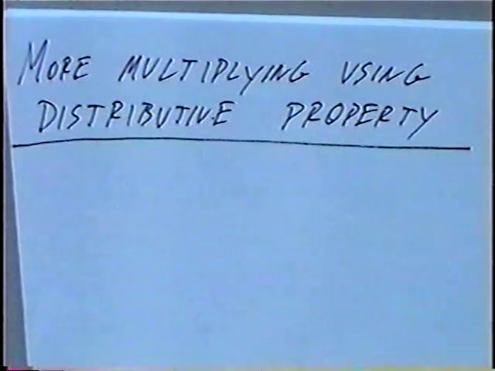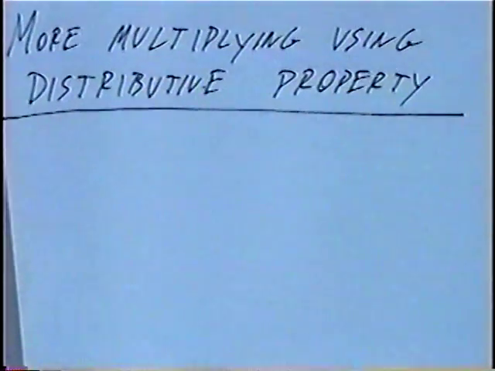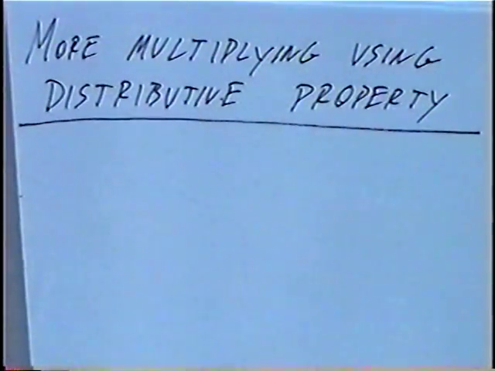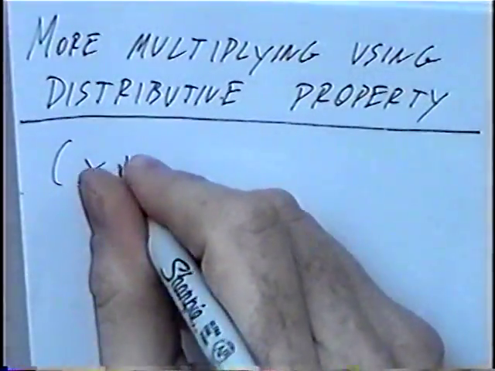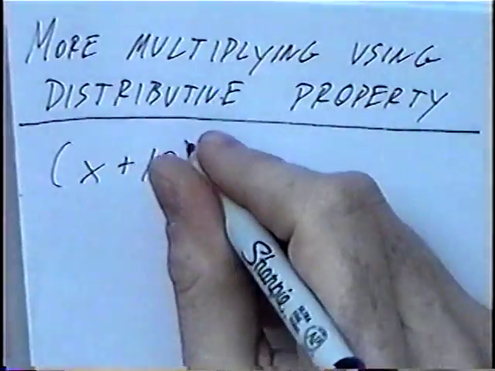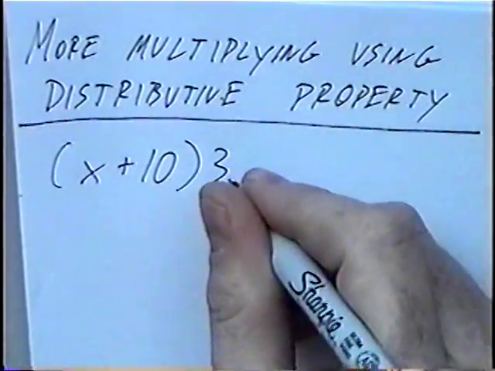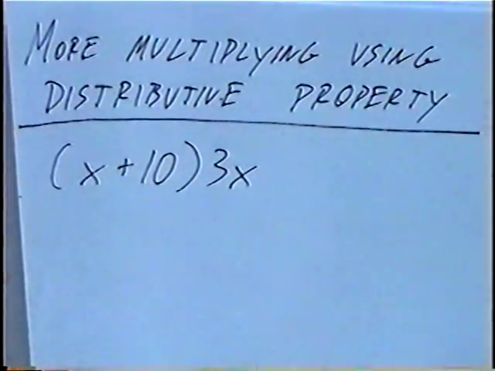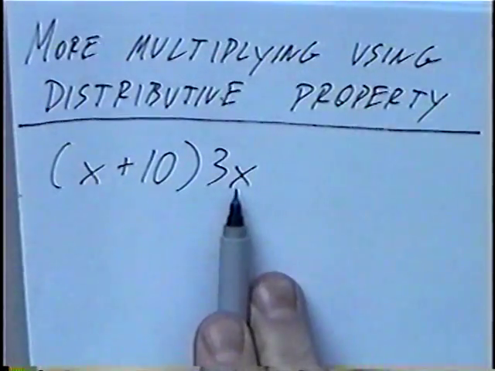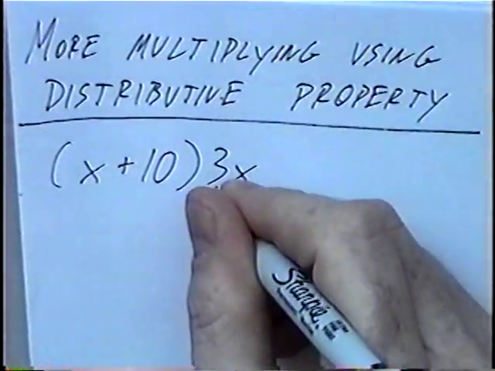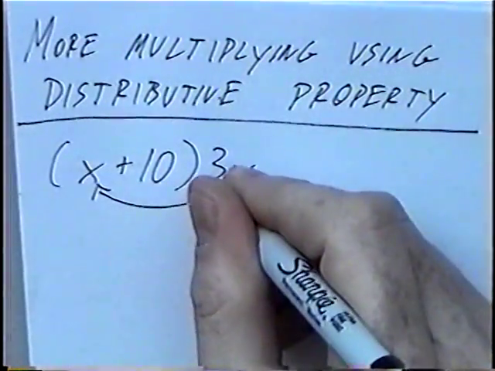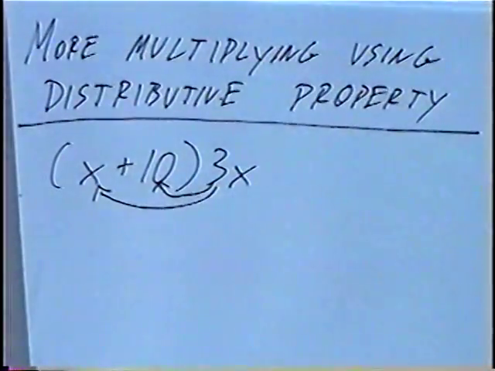Distributive property to simplify expressions. First question, in parentheses x plus 10, and outside parentheses 3x. In this question, the term comes after the parentheses instead of before. Same steps, you can distribute by multiplying the term outside by each term inside.